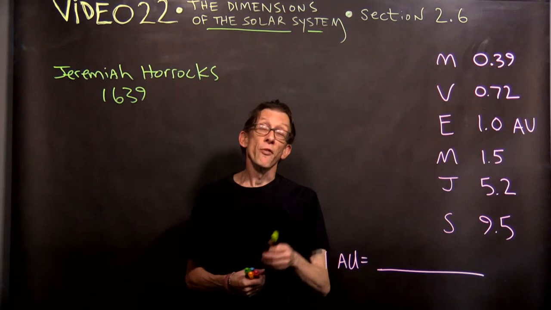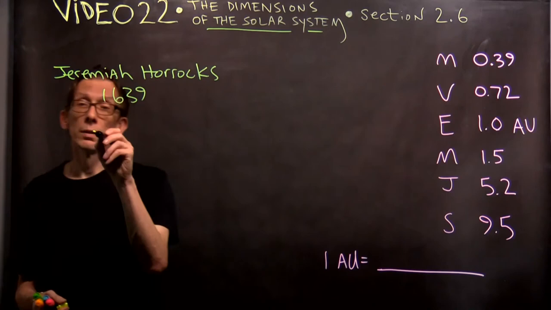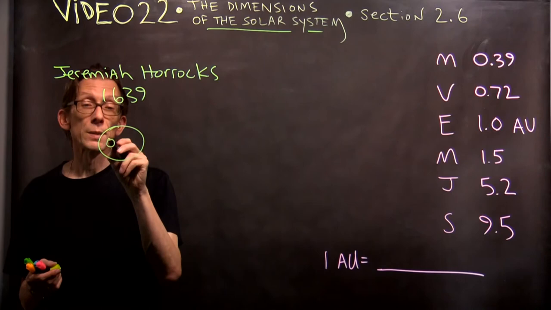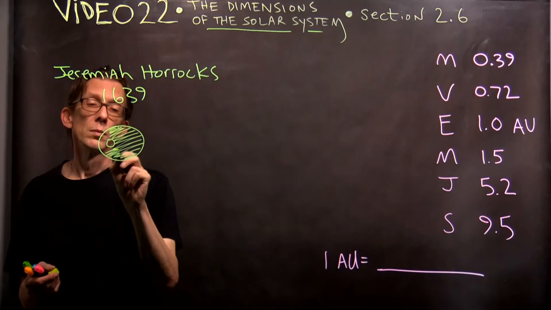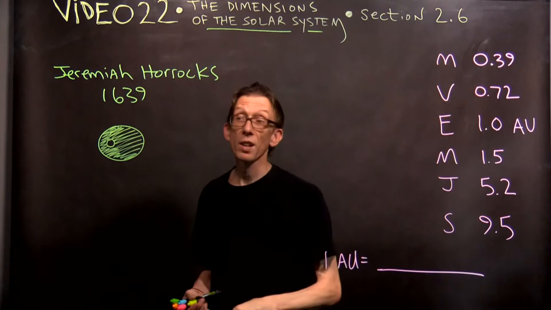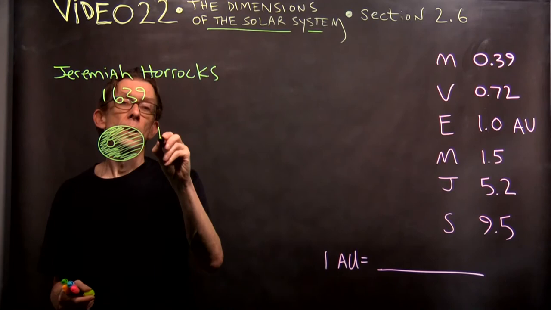Okay, so that when we look at the Sun, what we see is a little black spot, right? Here's the Sun. This is the face of the Sun here. What we see is a little black spot. And we see that little black spot moving across the Sun. That's Venus blocking the sunlight. That's known as a transit.